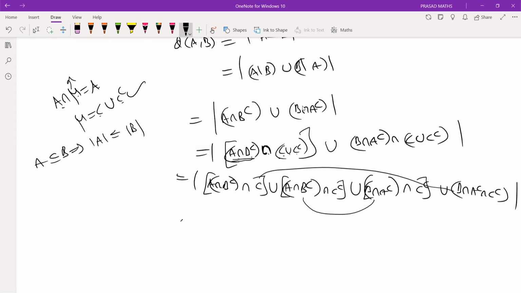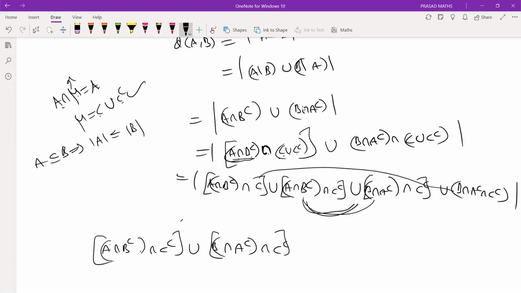Whenever A is a subset of B, B contains more elements, so the coordinate of B is bigger than or equal to the coordinate of A. Therefore, I can apply that. So look at this: A intersection B complement intersection C complement, union B intersection A complement intersection C complement, is nothing but one. So this can be rewritten as A intersection B.